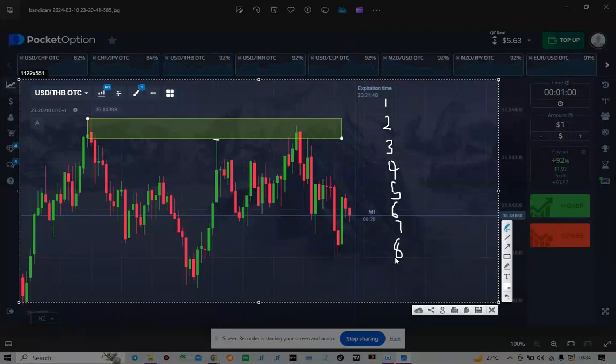Okay, and candlestick pattern. These are my trade setup. These are my trade analysis. I always use binary options, but most importantly, I trade support and resistance. I trade supply and demand.